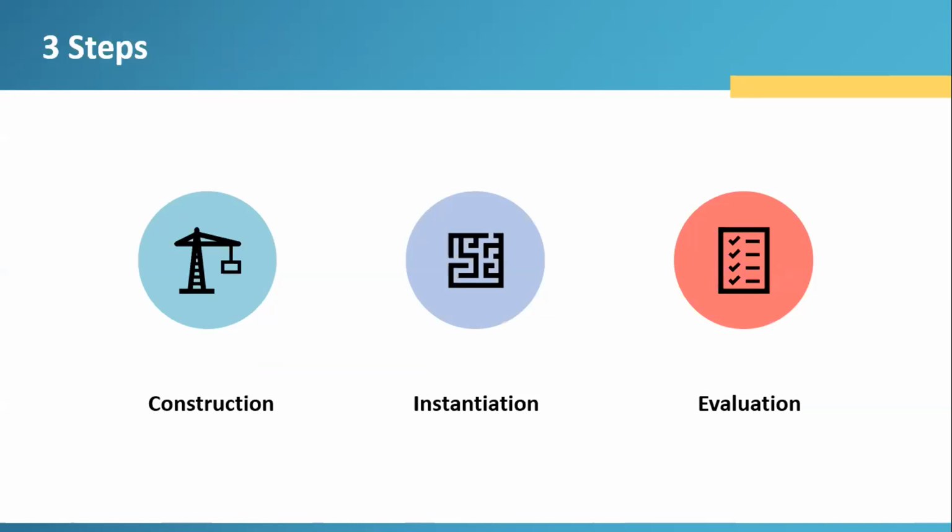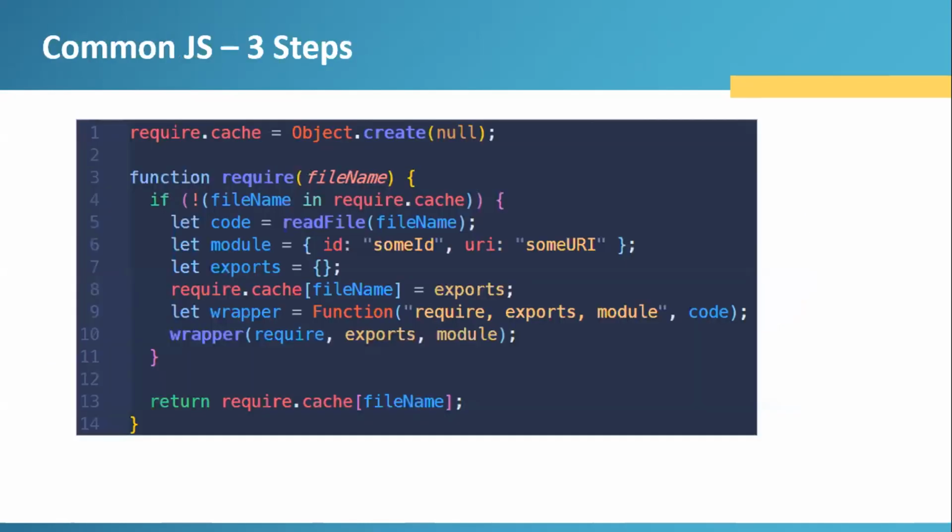ES6 has 3 steps in its pipeline. The first is construction, the second is instantiation, and the third is evaluation. To get a sense of what each of these is doing, let's first make sense of these 3 stages with the CommonJS counterpart code that we saw. So this is the code that we saw just now. Now let's segregate its logic into these 3 stages.